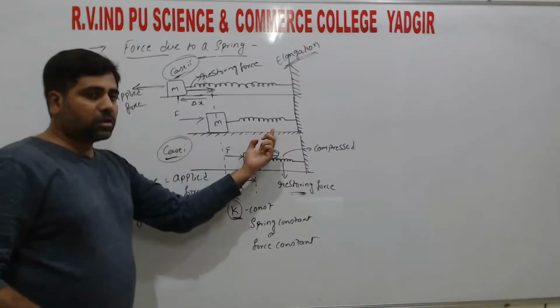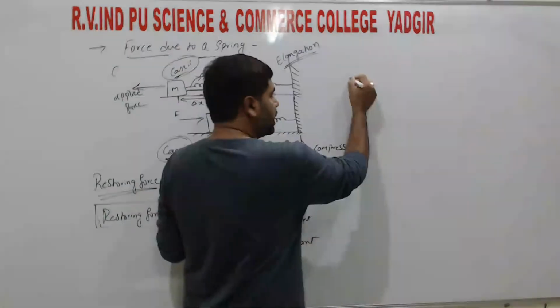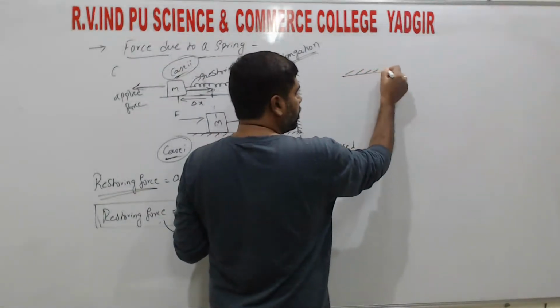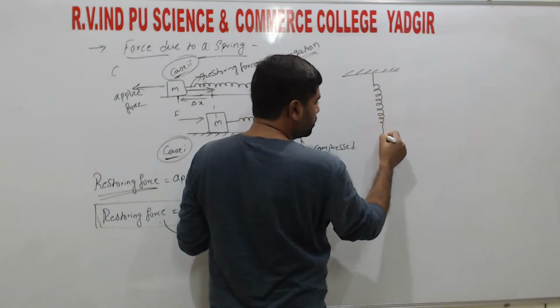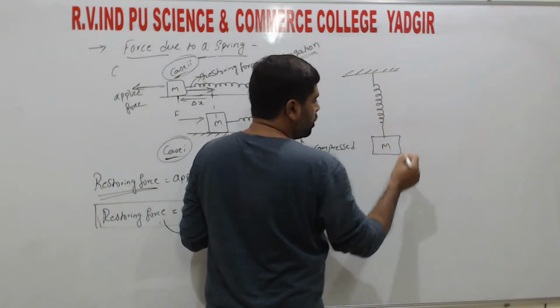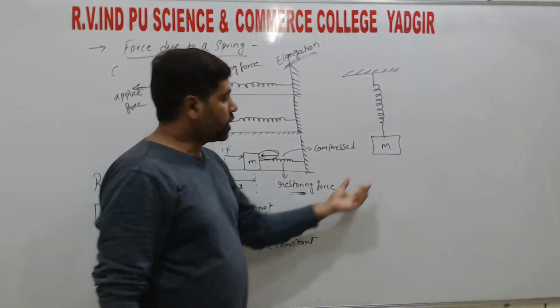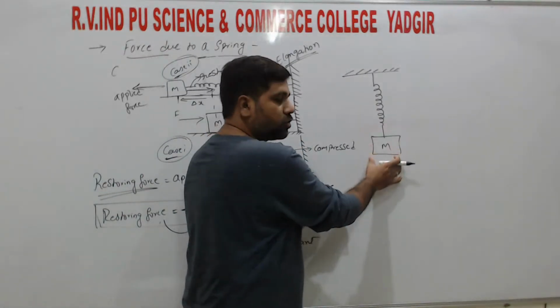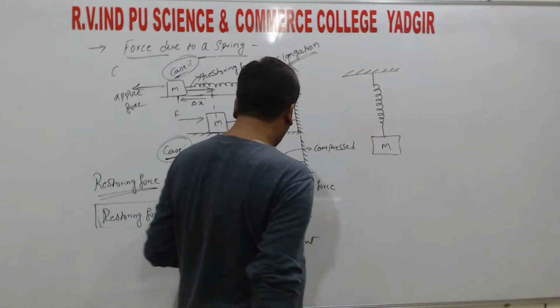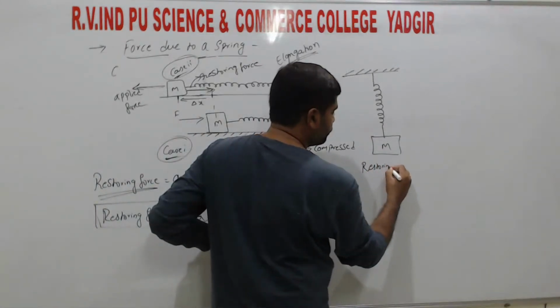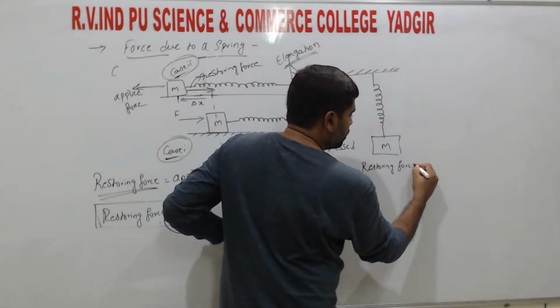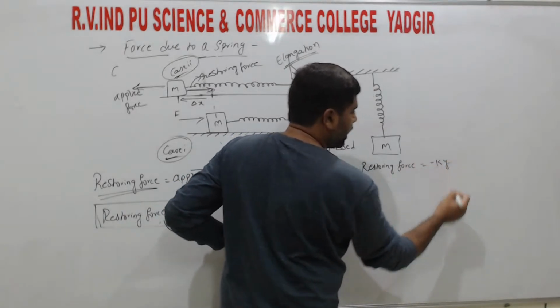So now we have taken this on a horizontal table. In the same way we can take it in the vertical also, right? So this spring is connected with a block of mass m. As the weight increases, the spring elongates more and more. So in that case the restoring force is equal to minus ky.